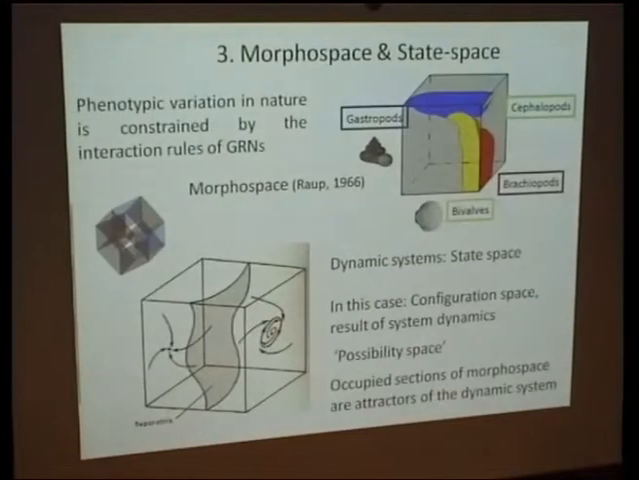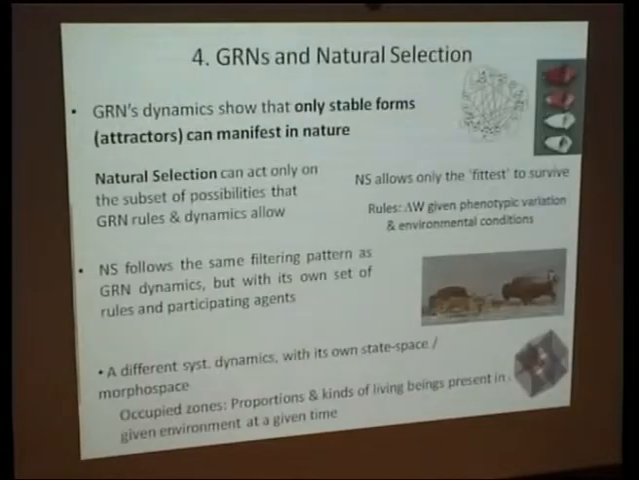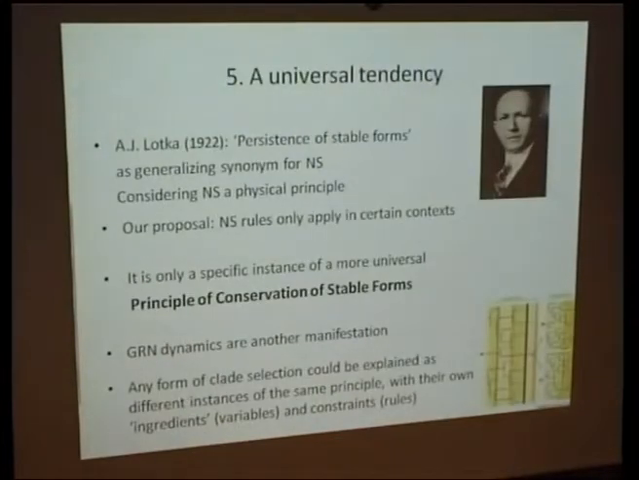What I forgot to say here is that this model has been criticized as being too simple, but you can make it multi-dimensional. You can add many other variables, but what is important is the idea of all the possible things that could exist and all these searches that can happen. So the occupied regions of the morphospace of natural selection could be the proportions and kinds of living beings at a given time. Of course, that's a very simplistic way of saying it, and it could be a complex thing, but it's a tendency.